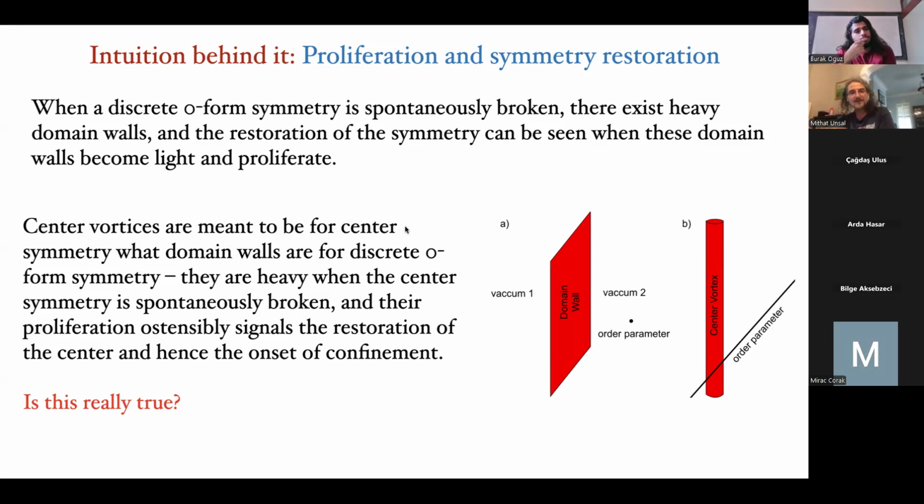So center vortices are meant to be for center symmetry what domain walls are for discrete zero-form symmetry. In principle, at least as a thinking, they are heavy when the center symmetry is spontaneously broken, and their proliferation, again, allegedly signals the restoration of the center symmetry, hence onset of confinement. Certainly, with the proliferation of the center vortex, there is something interesting happening. However, whether this is really a transition to a confined phase, it's a different story. I will come to that.